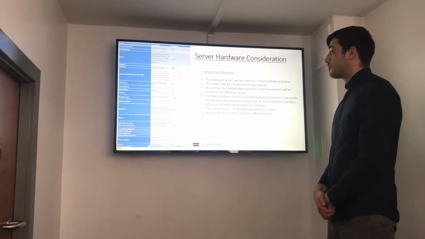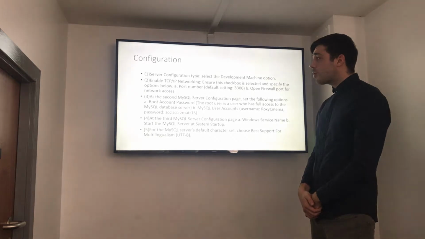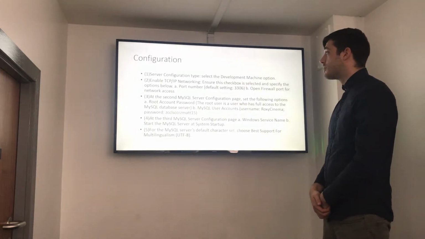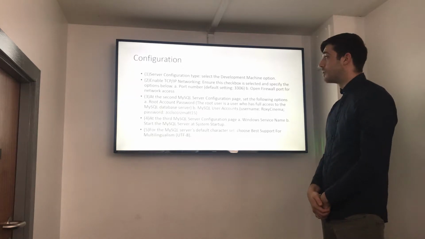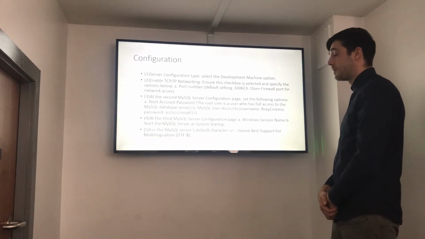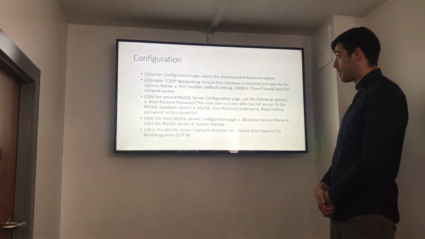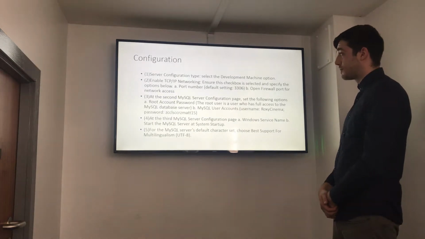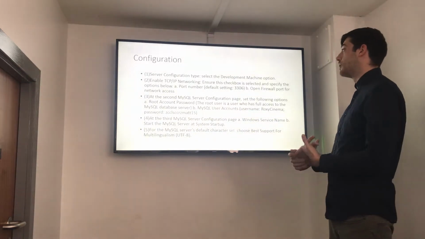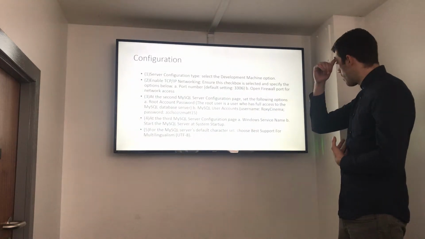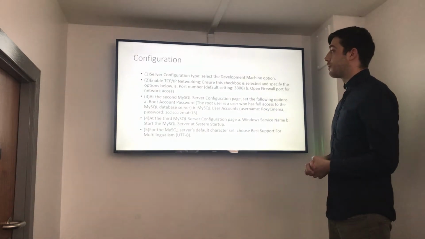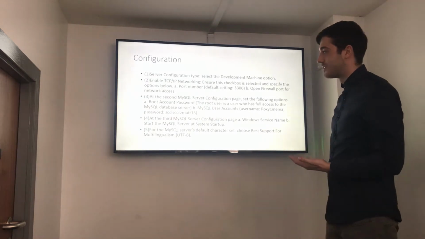Okay, now we need to set up the database itself. So the configuration of how we do this. You select the development machine option. You enable the networking for TCP and IP networking, ensuring that the checkbox is selected, and you specify in the options below the port number, the default setting is 3306, and open the firewall port for the network access so we can actually get access to the system.